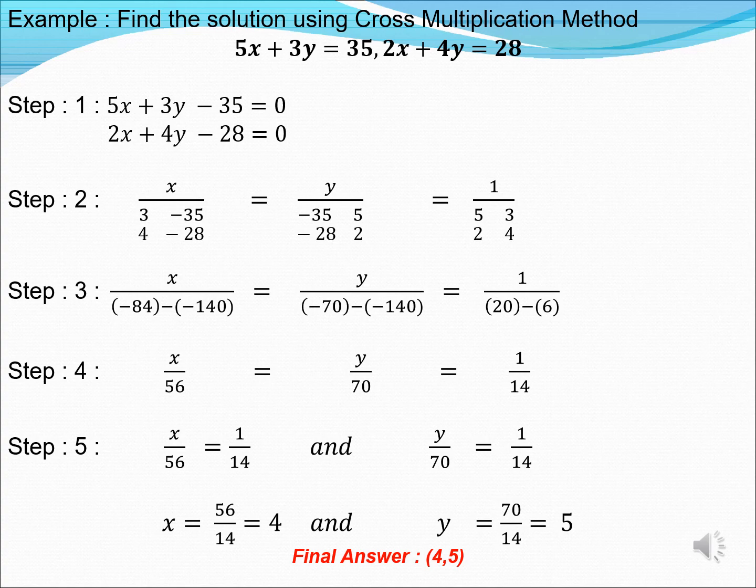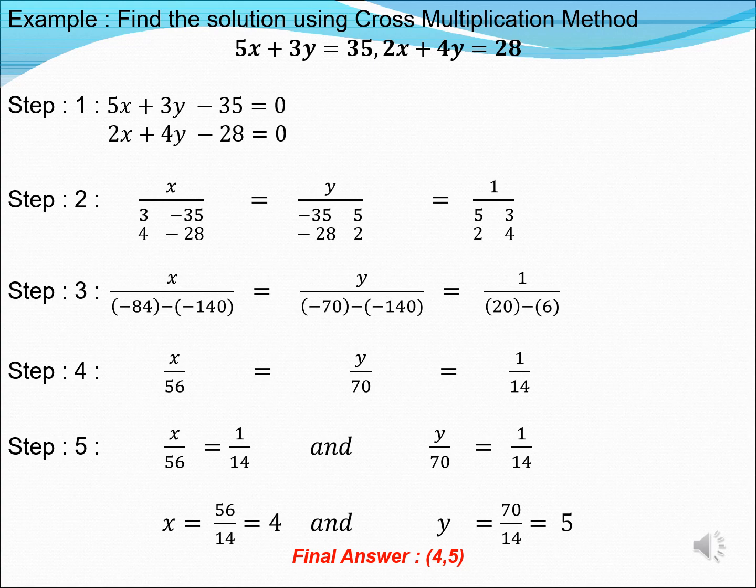Step number 4, the simplification. After the end of step 4, you know that we will have x upon one number equals y upon one number equals 1 upon one number. So we are getting x upon 56 equals y upon 70 equals 1 upon 14. Now it's time for the last step. We need to compare the variable ratio with the constant ratio. So we are comparing x upon 56 with 1 upon 14 and y upon 70 also with 1 upon 14.